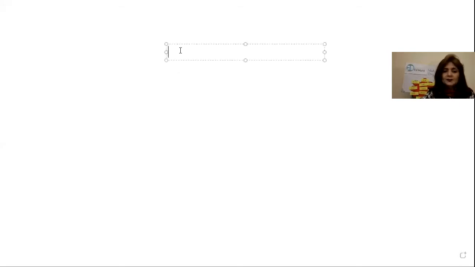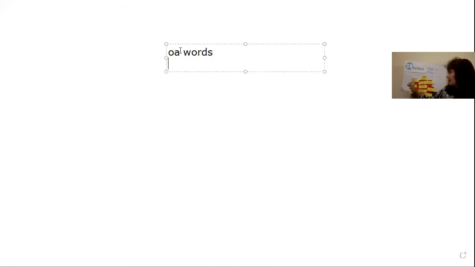So first come the OA words, right? Okay, now what are the OA words? Pillow, blow, goal. Yes, goal, G-O-A-L, goal. Then yellow, boat. Yes, boat, B-O-A-T, boat. Then comes lawn. Yes, L-O-A-N, lawn.